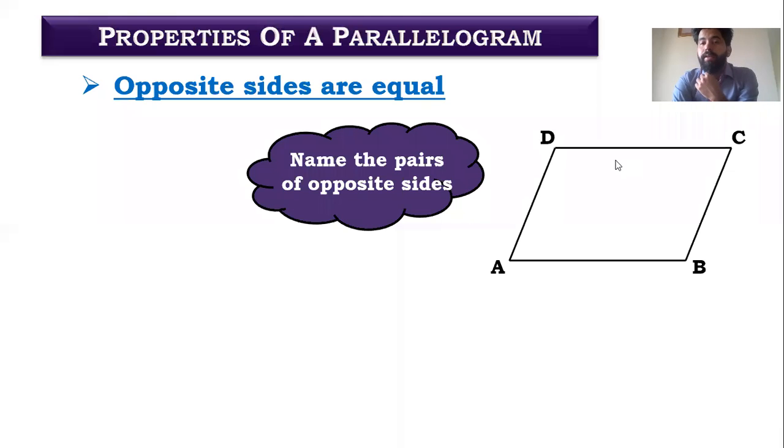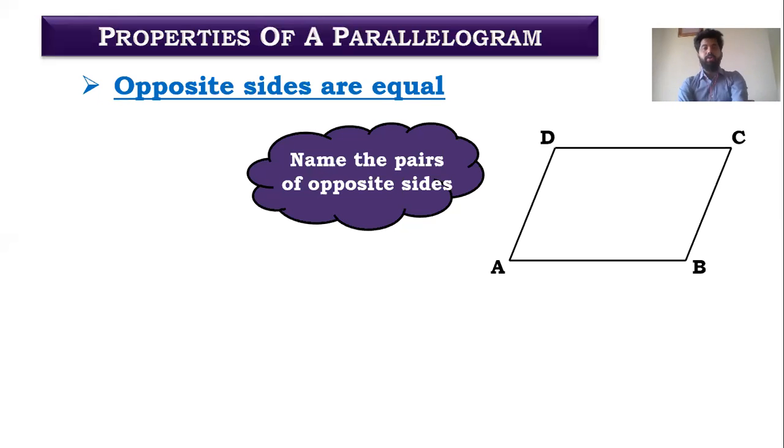AB and DC are opposite. One more time, say it a little louder. AB and DC. Do you all agree? Does everyone agree? AB and DC are opposite sides. Okay, everyone is agreeing.